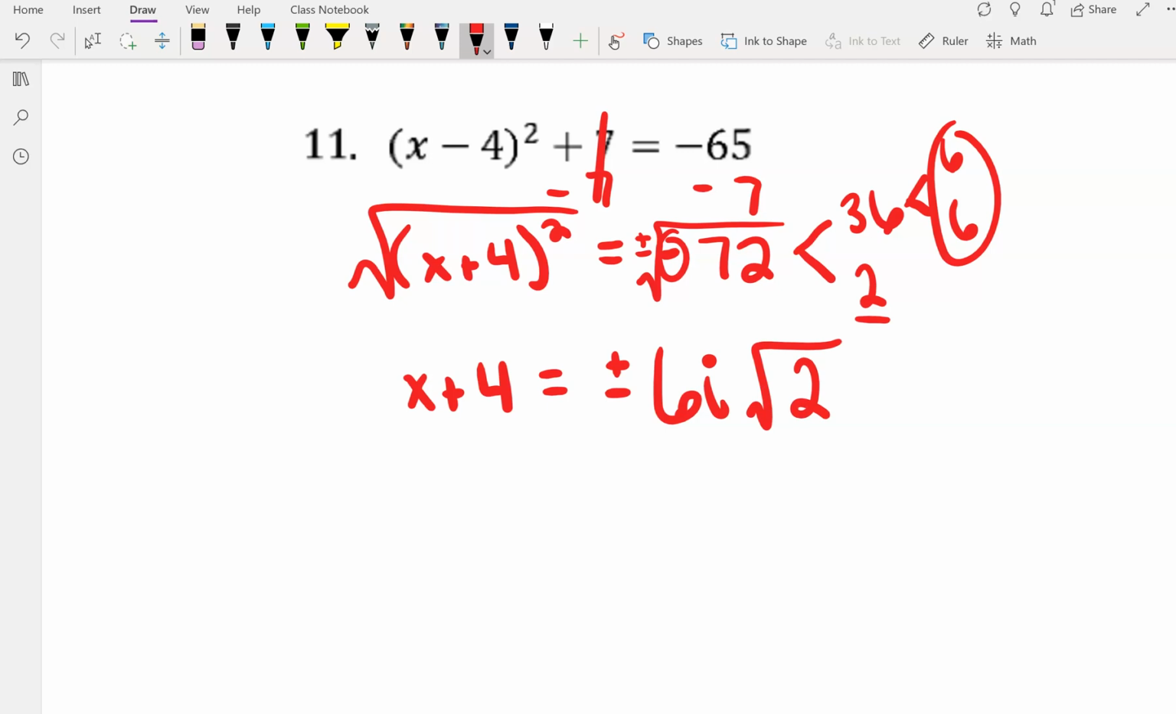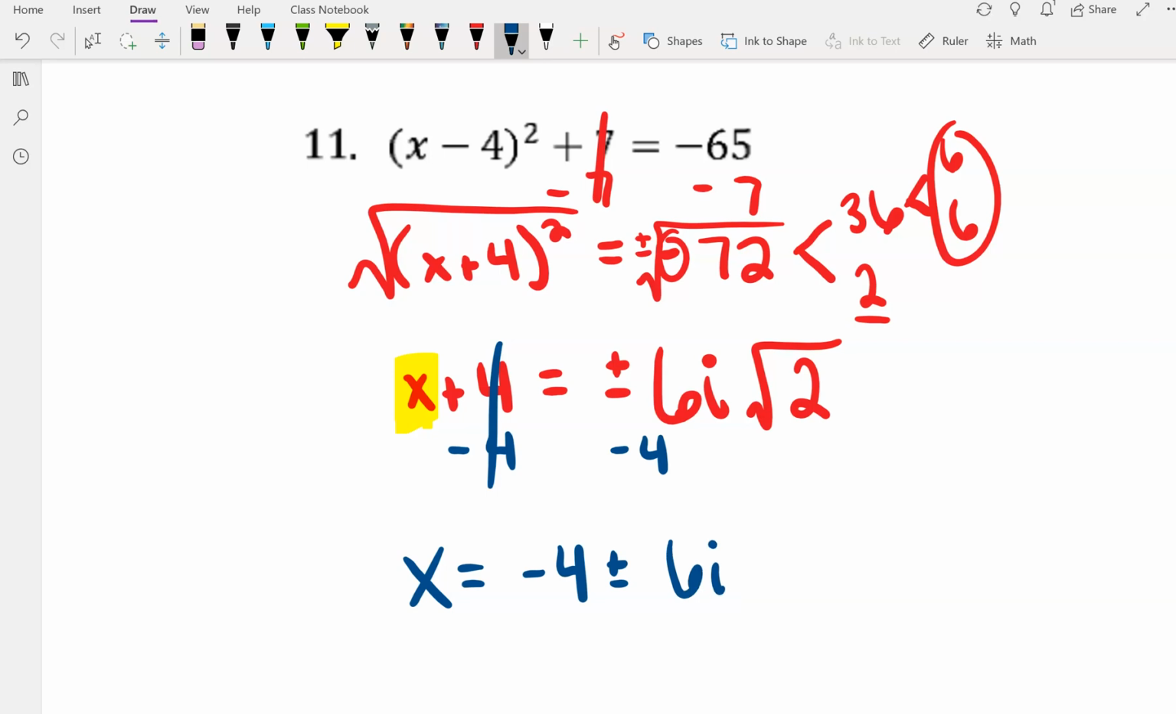All right, we're almost done, but x is not by itself. We're trying to get x by itself. We still need to move the 4. In order to move the 4, I do the opposite. Minus 4, minus 4. The proper way to write your answer is going to be x equals negative 4 plus or minus 6i root 2. Whenever you have a plus or minus there, if you end up adding or subtracting something to that side, you put that number in front of the plus or minus, that is the proper form. All right, so that is our answer.